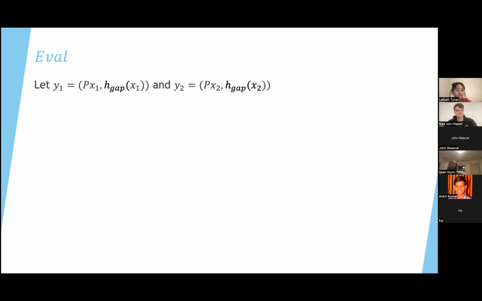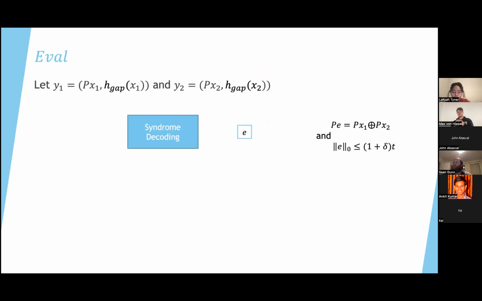For evaluation, let y1 be equal to P x1 and then H gap of x1, and y2 be defined similarly. Again, we're going to compute the difference between P x1 and P x2 and perform syndrome decoding. This time we get a unique error vector E such that P times E is equal to P times x1 XOR P times x2. And again, the Hamming weight of this error vector E is now less than or equal to 1 plus delta times T.